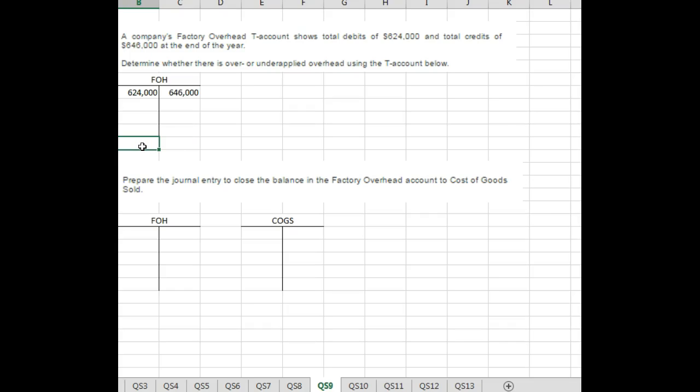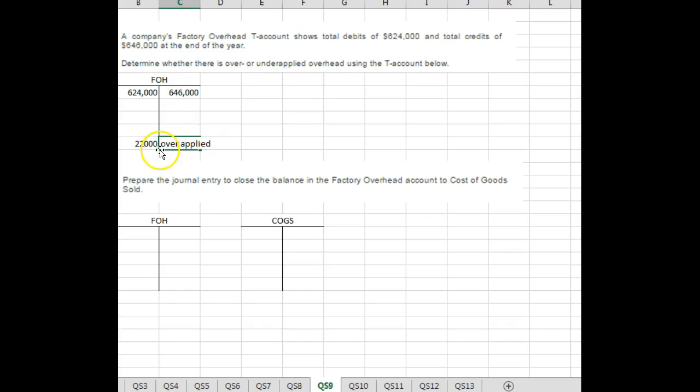So I'm at the end of the period, and I look up and I find out, oh my gosh, I have $22,000. There's a difference of $22,000 here. This is what I've applied already, but this is what I should have applied. So this is called over-applied overhead. And I need to get that into my cost system.